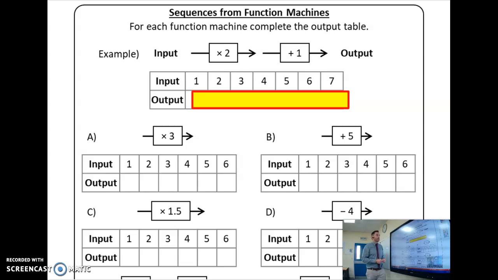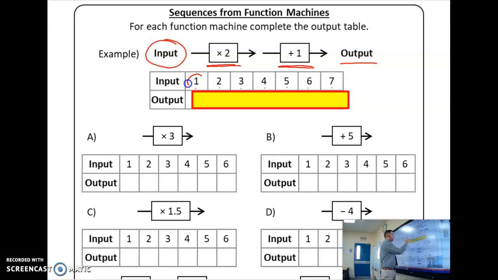So let's take an example here, this one at the top. The function machine says to multiply by 2 and then add 1. So we put numbers in, we call them the inputs. We're then going to multiply by 2 and add 1. And finally we get our output. The way we're going to record that is in a table. So we're almost generating a sequence here because the inputs we're using, 1, 2, 3, 4, 5, 6, 7, we can go on for as long as we want. But by using those first numbers, 1, 2, 3, 4, 5, 6, 7, we're generating a sequence.